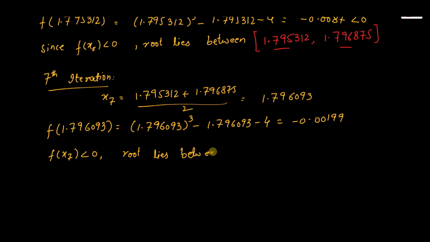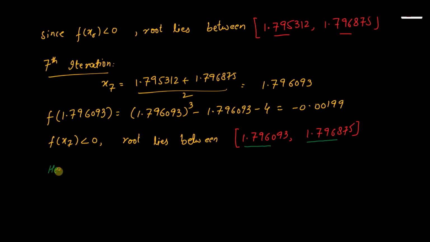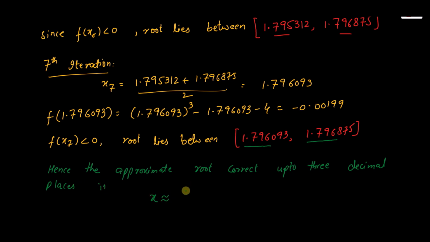So the root lies between, this is negative, so we need to write 1.796093 and 1.796875. Okay, if we look at the results, we achieved an accuracy to 3 decimal places. This is 1.796 and this is 1.796. So we write that hence the approximate root correct up to 3 decimal places is x approximately equal to 1.796.